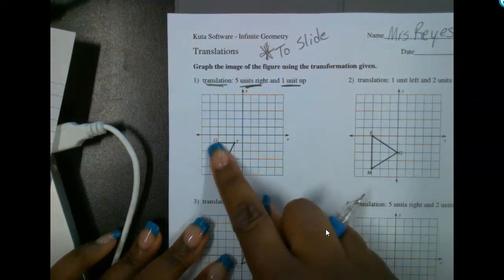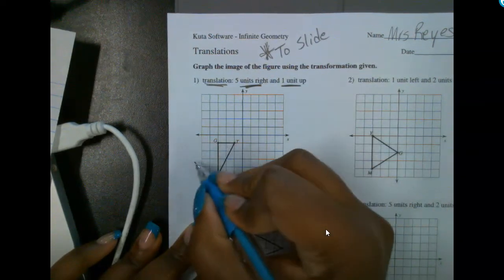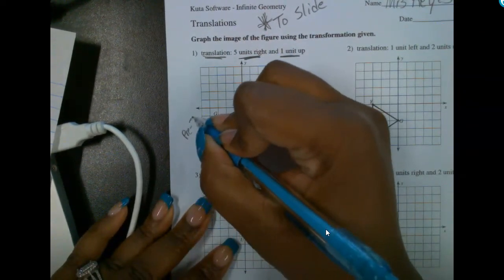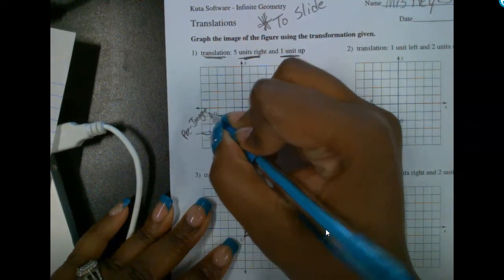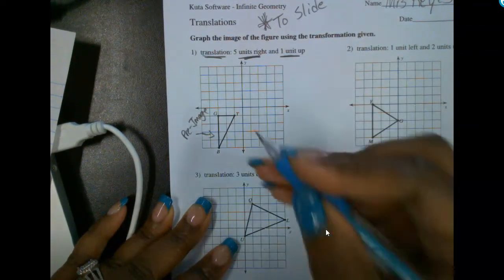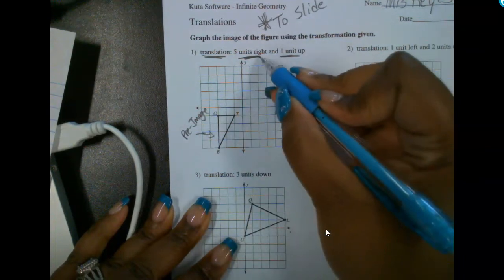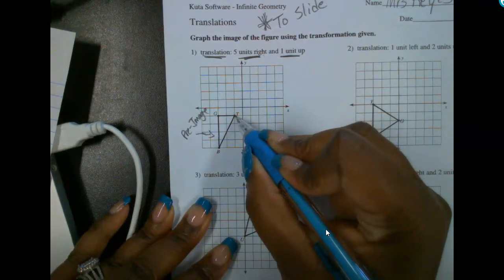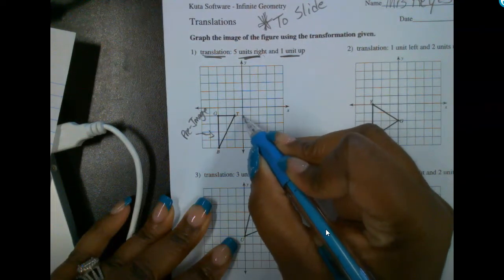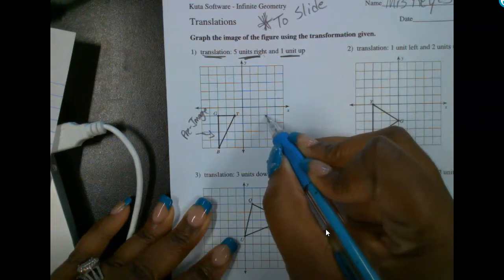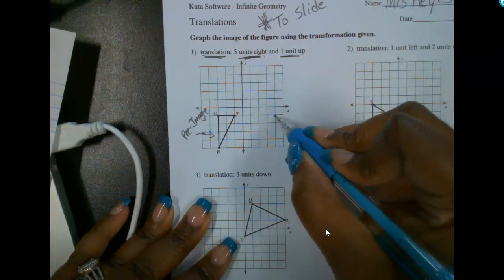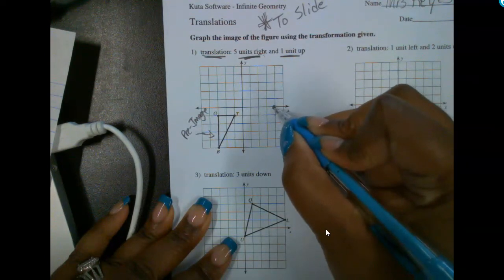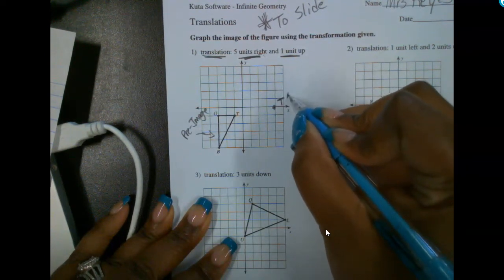These points on this ordered pair have no tick marks. So this is my pre-image. Please label this as your pre-image. You're going to take each of these points and move it 5 units to the right and 1 unit up. So let's take T. See right here? We're going to count 5 units to the right. 1, 2, 3, 4, 5. And then you're going to go up 1. This is your new location for T. T prime.